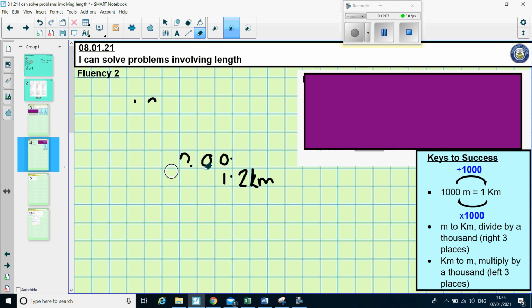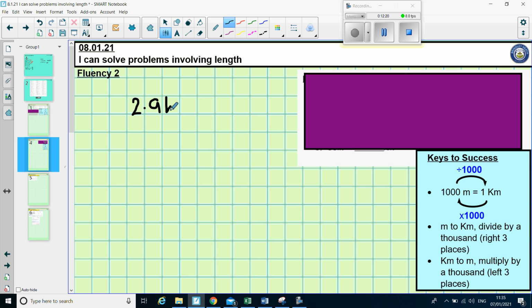A question might ask you to do the same thing but the other way round. So it might give you the number of kilometres but ask you how many metres. So it might say, what's 2.9 kilometres in metres? So this time I want to times by 1,000. So I want to move my digits 3 places to the left. So 2.9 kilometres is 2,900 metres.